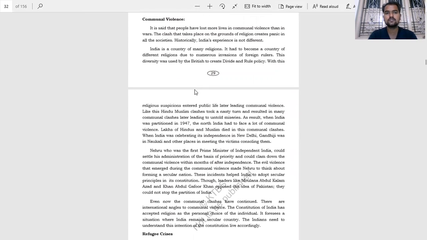First, when we talk about communal violence, whenever we study the history of India, it is the clashes between Hindus and Muslims. Very few clashes we have seen with other religions, like Hindus and Buddhists, or Jainism with Buddhism, or Jainism with Hindus. Such clashes we have seen very few, but Hindu-Muslim clashes India has seen plenty, just after the freedom.